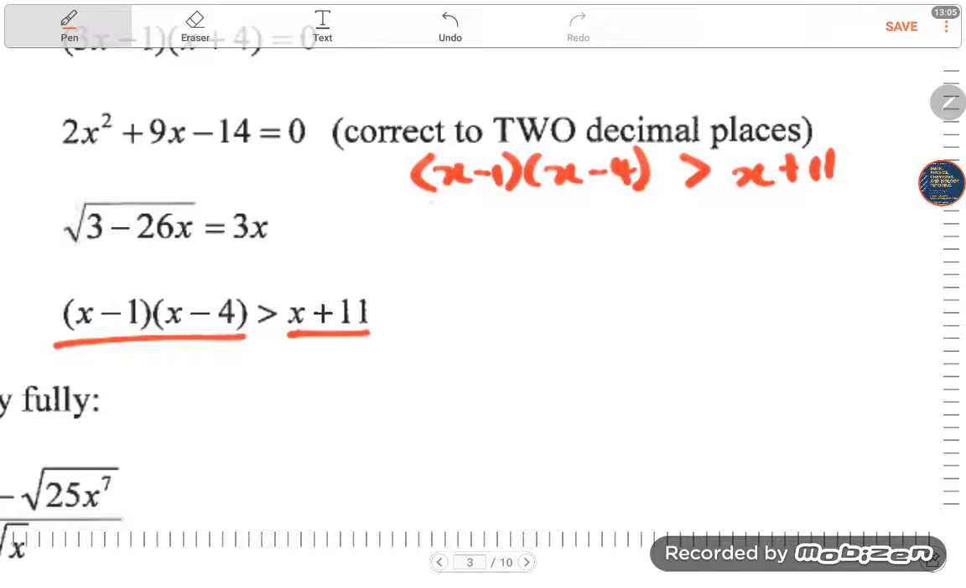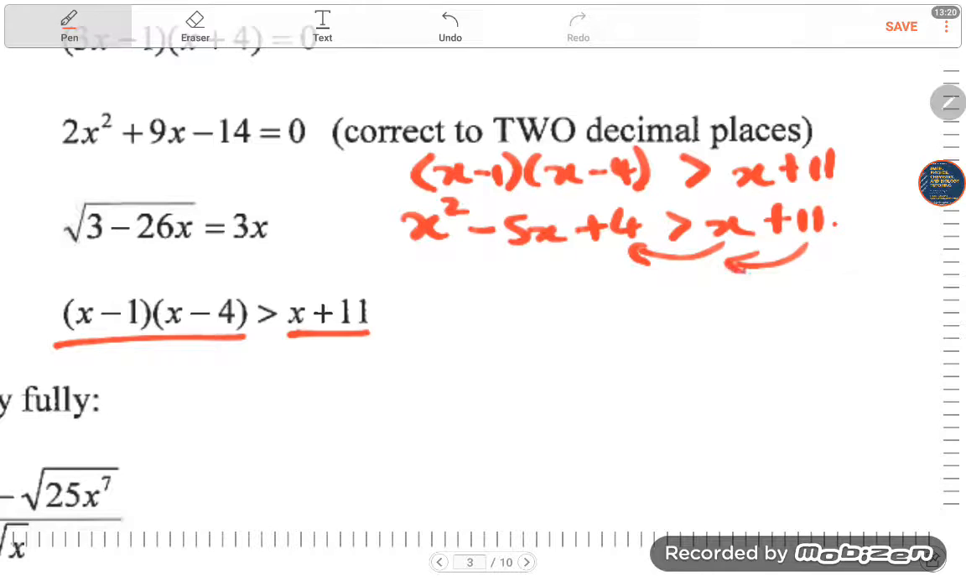And then when you expand this, for those in the know, again from the previous video, you'll know that this is going to give us minus 5x plus 4 greater than x plus 11. Okay, and continuing there, we take this to the other side, taking this again to the other side. So that gives us x squared minus 5x. Now, because it's a plus x, it becomes a minus x plus 4. Because it's a plus 11, it becomes a minus 11.